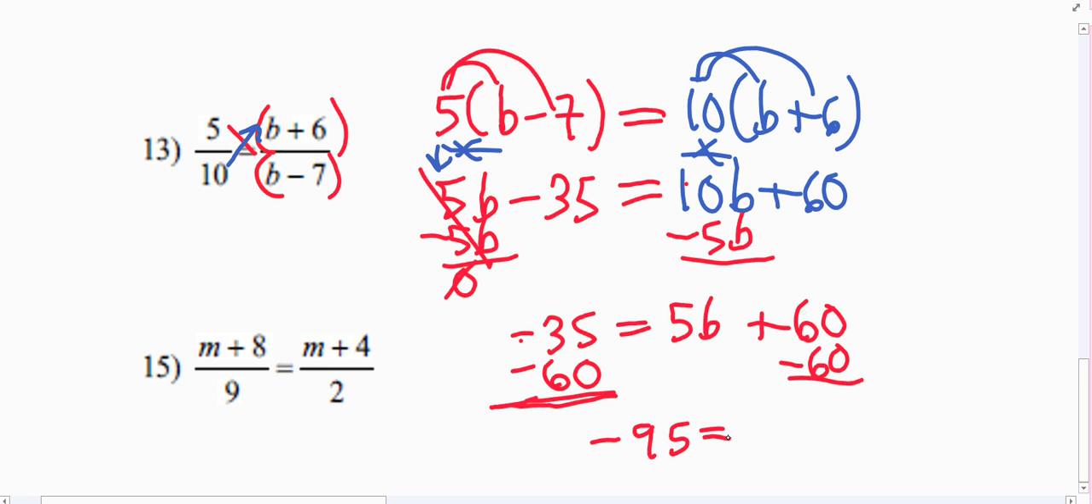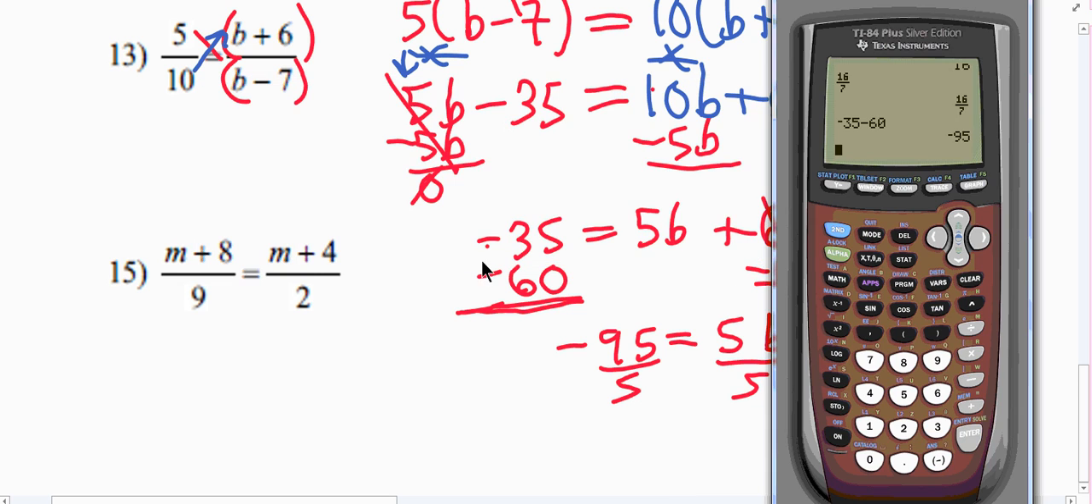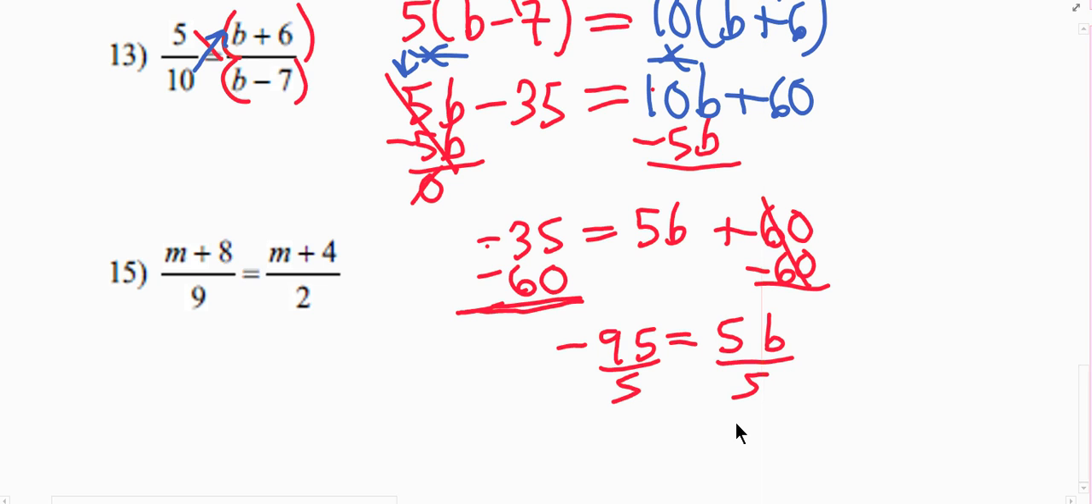and this becomes 0, so we have 5 times b, and of course we're going to just divide that up. Divide that by 5, divide this by 5, and using the calculator once again just to make sure we don't make a mistake, we have negative 95 divided by 5, and of course that's a negative 19. So there's our final answer. B is equal to negative 19.